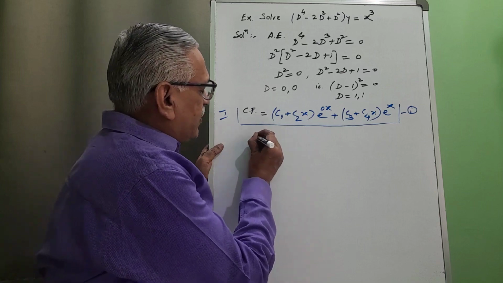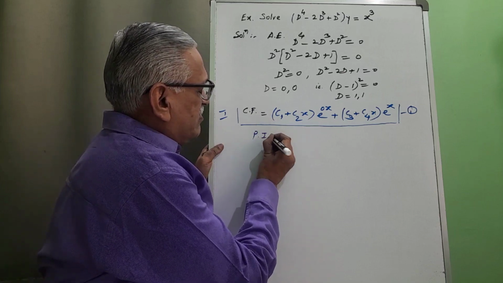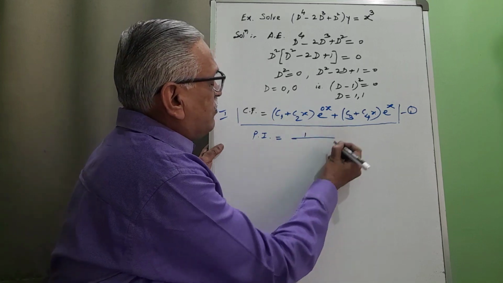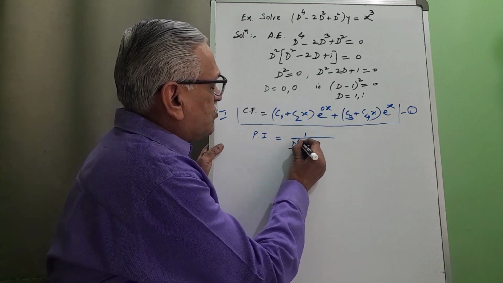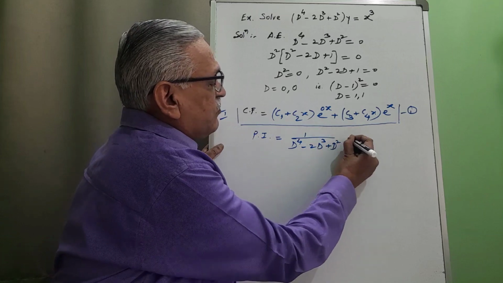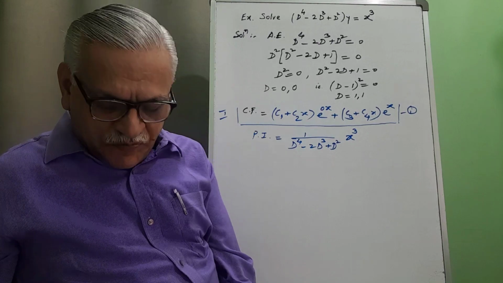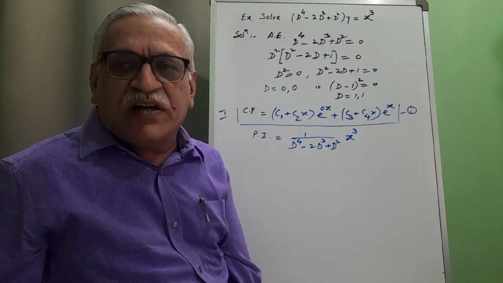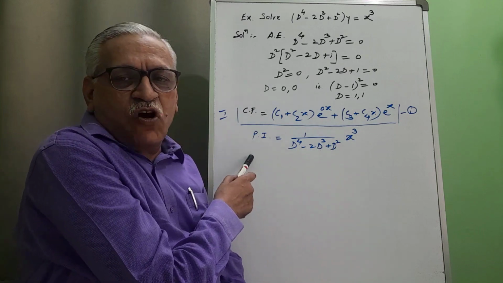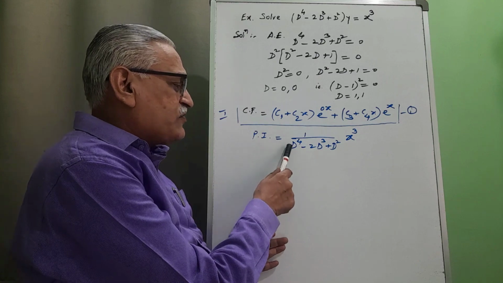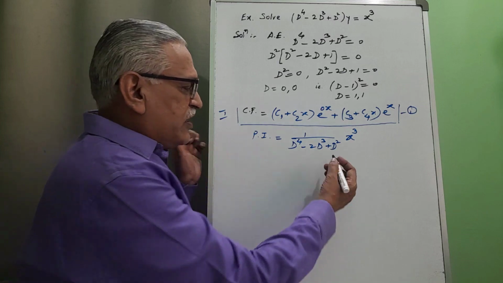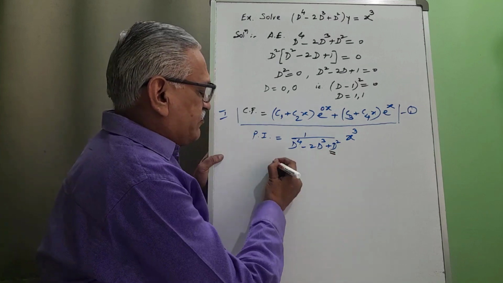Then in the next step, we need to find the particular integral by the inverse operator technique. Here that operator is 1 upon (D^4 - 2D^3 + D^2), which we have to operate on x^3. As it is of x^m type, we have to take the lowest degree term as common from all this. The degree of the first is 4, the second term has degree 3, and the last term has degree 2. Therefore, this term we have to take as common.